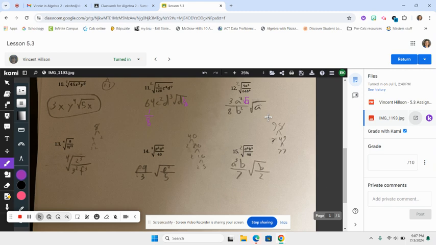Number 13 is kind of a weird one because it actually doesn't simplify, right? So that one you can just leave as 8 over 9f cubed inside the radical.